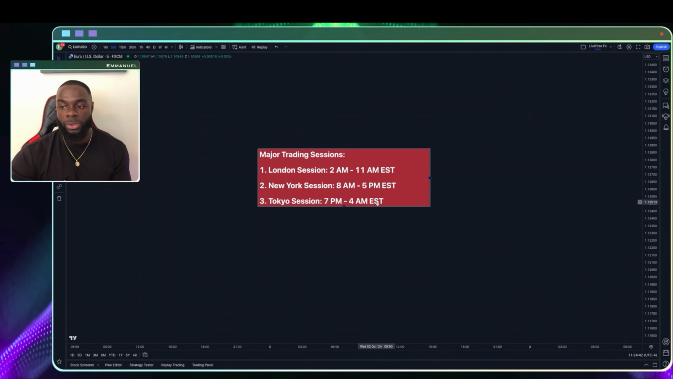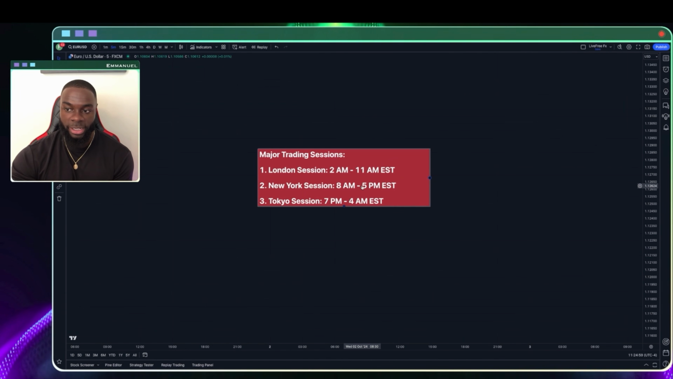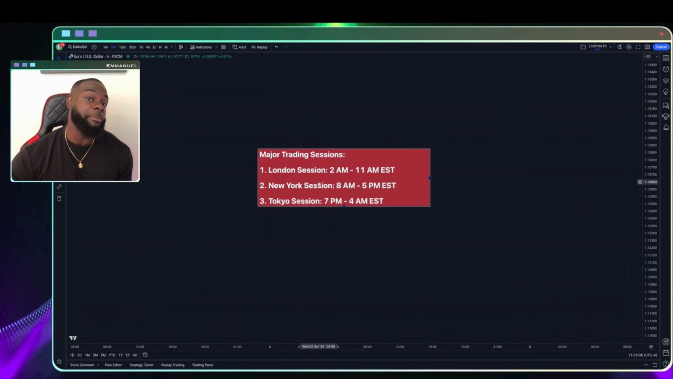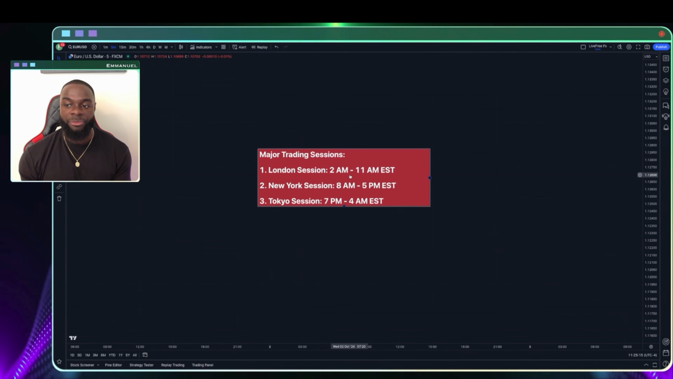And what you're going to notice here, ladies and gentlemen, is that a lot of these sessions will overlap with one another. The Asian session overlaps with the London session, and the London session, which is a big session, overlaps with the New York session as well. And these are the two biggest sessions. The New York session is the biggest session because it is overlapping with the London session. So you're likely going to see a lot of movement during that time.